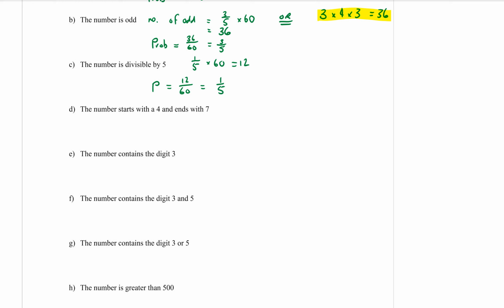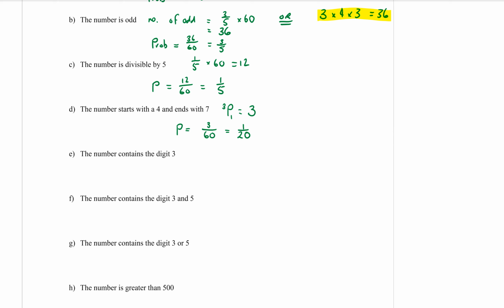Part D. The number starts with a 4, and ends with a 7. So we've locked the 4 in, we've locked the 7 in. We don't really need to count them. They've already been done for us. Or you could go 1 times 1 if you wanted to put numbers in there. The only thing left to choose is that middle digit. How many numbers left are there to choose from? 3. And I need to pick one of them. So 3P1. So it's just equal to 3. To do it as a probability, I put the 3 on the top and the 60 on the bottom. So it's 1 in 20 chance.